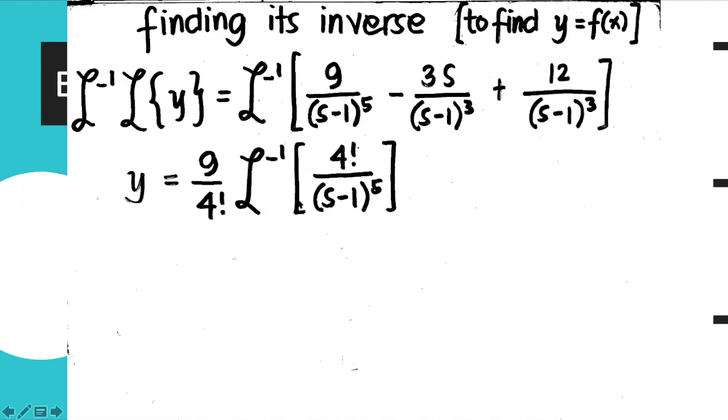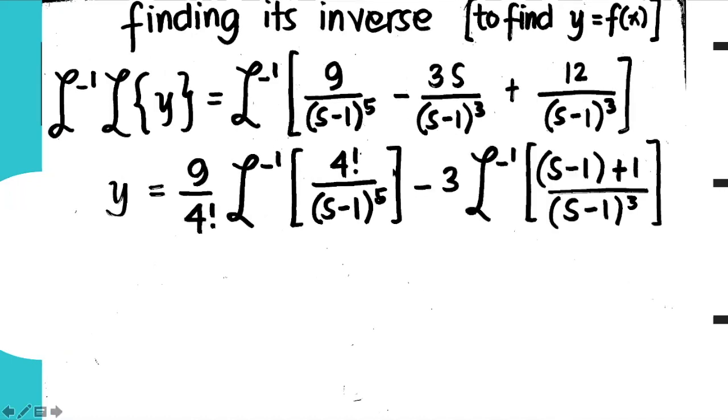We can now write that function. The Laplace is 4 factorial over s minus 1 raised to 5. Okay, this is our second term. So, minus 3, the constant, we just take it out. Take the inverse Laplace of, what did we do here? Since it's only s over s minus 1 cube.